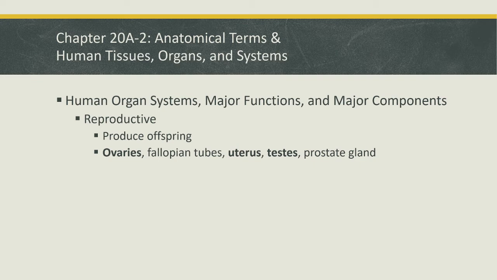And then finally, the reproductive system. Its main function: produce offspring. And then the major components: the ovaries that produce the eggs, the fallopian tubes, how the egg gets to the uterus, the testes that produce the sperm in males, and the prostate gland.